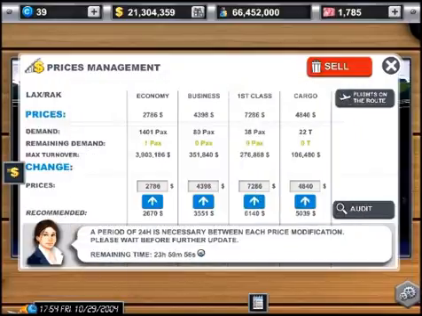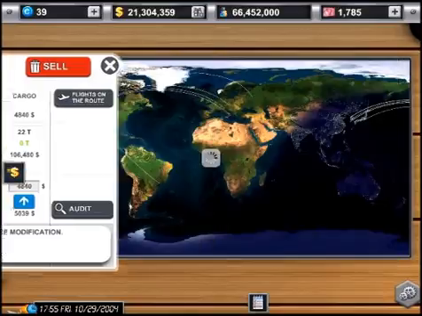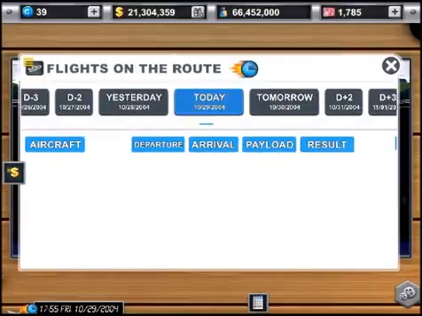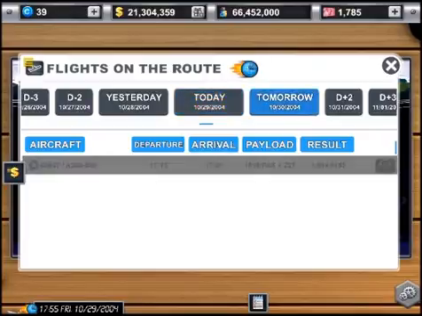And a quick way to check to see how profitable this flight is going to be, just click on flights on this route in the top right here. And it's not showing me anything for today. Obviously nothing will show up for tomorrow or yesterday, but if I click tomorrow, look, yeah, 3.564 million. So that's pretty profitable. That's going to land it in probably my top 5 or 6 routes or so. So that's going to be a pretty good route.